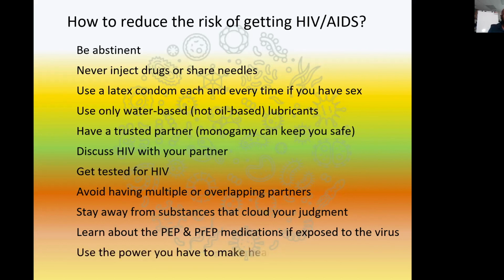Use the power you have to make healthy choices. That's it. Simple, right? Use your power. Use your ability to think things through, process, and talk to other people to help you make decisions. The power is yours. You can make these healthy choices.